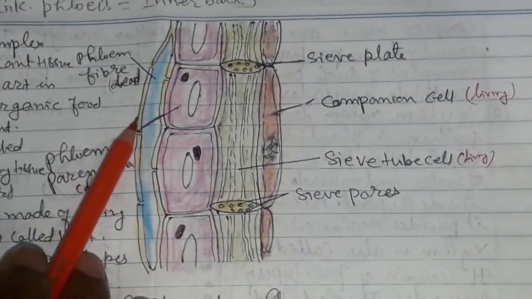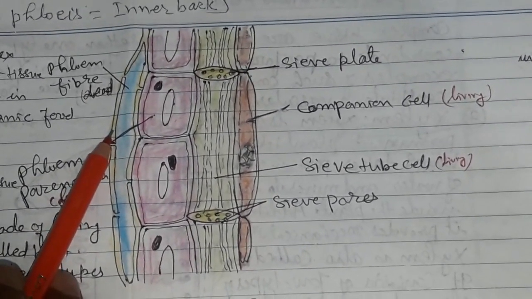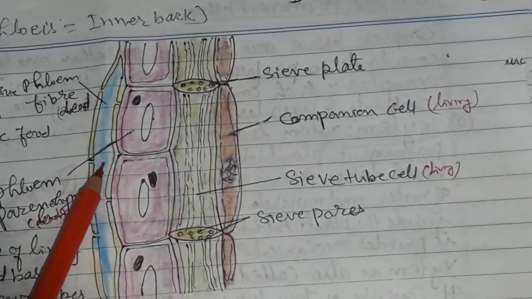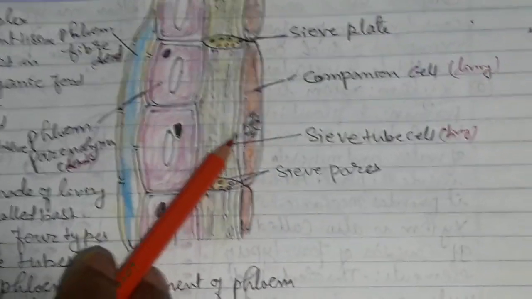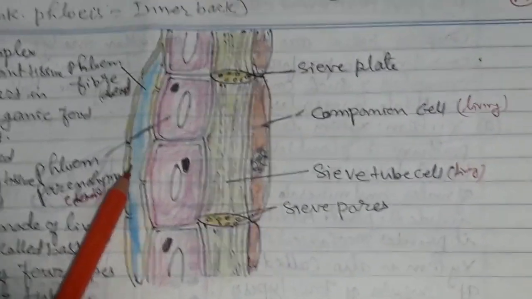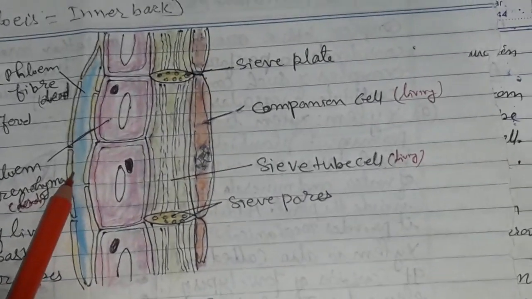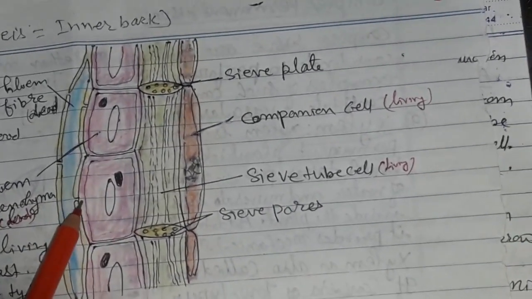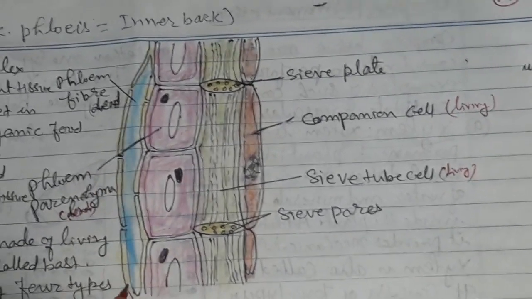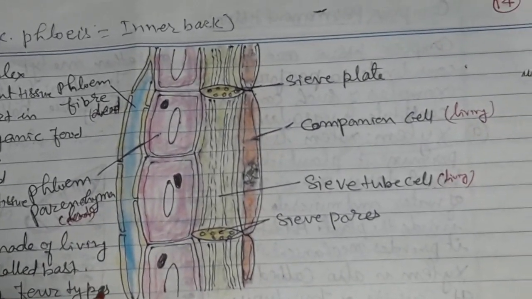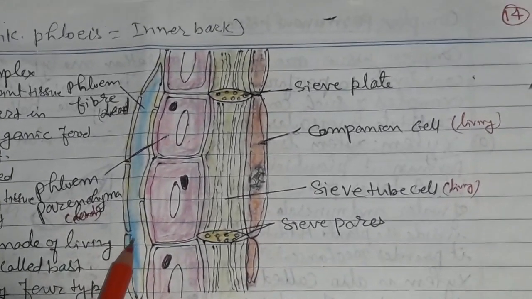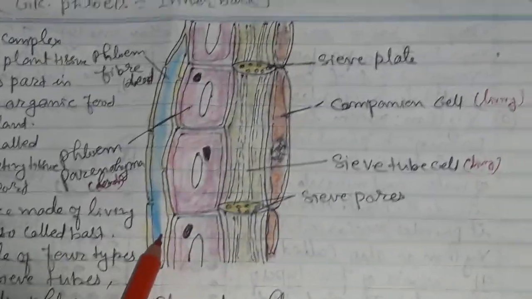And the last element of the phloem is the phloem fibers. And phloem fibers are the only non-living component. These three are living. Only the phloem fibers are non-living. मतलब a dead component of the phloem है. Phloem fibers are thick-walled, elongated, spindle-shaped dead cells which possess a narrow lumen, and they provide mechanical strength to the tissues.